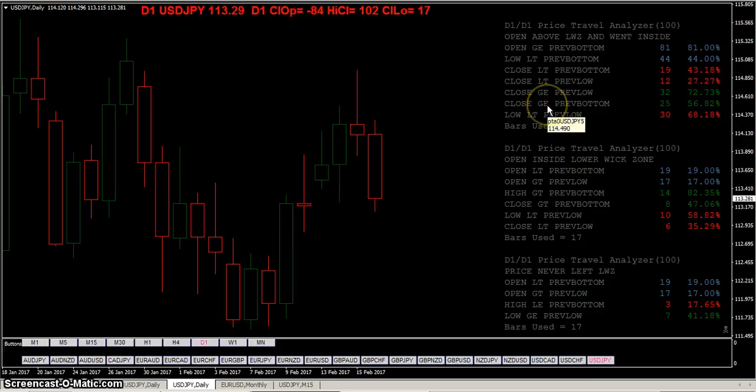Now it says close greater than the bottom 25 times, close greater than the previous low 32 times. Okay, but you can see here it doesn't look like we're going to have a close above the previous low, but we still have 3 hours and anything's possible. So this is how you use the price travel analyzer.